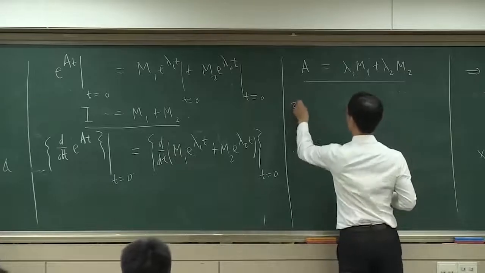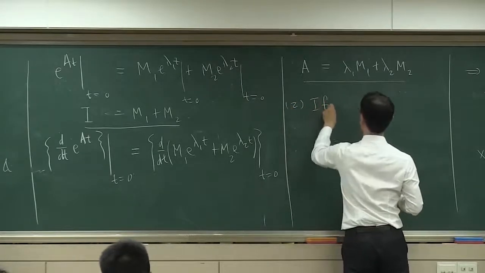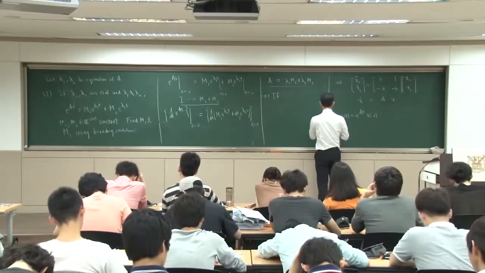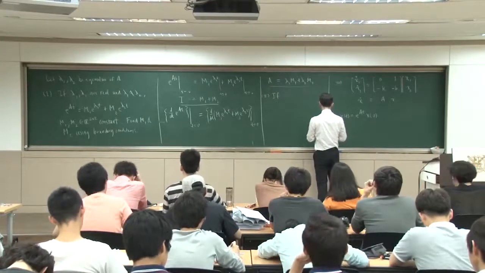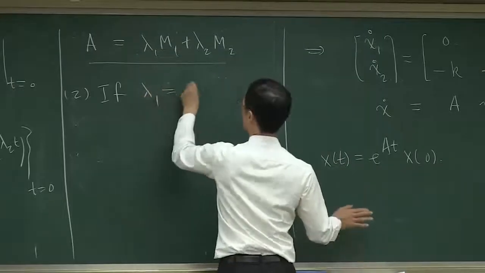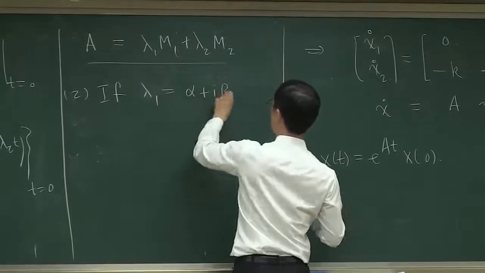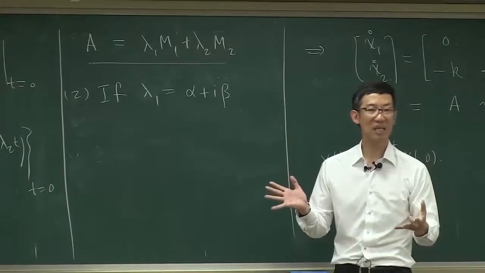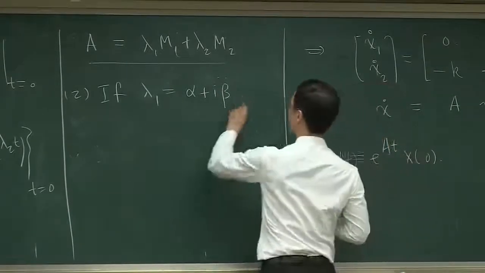Case 2: if lambda 1 happens to be, I used alpha here, so if lambda 1 equals, say, alpha plus i beta, it's complex. Then that means lambda 2 has to be alpha minus i beta.